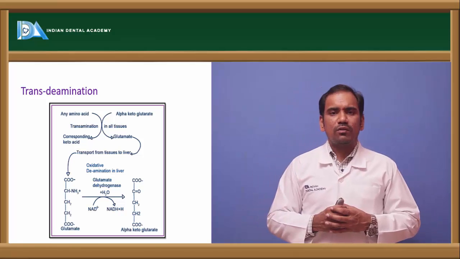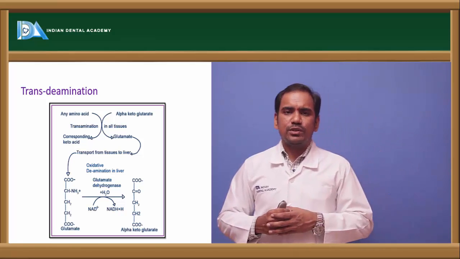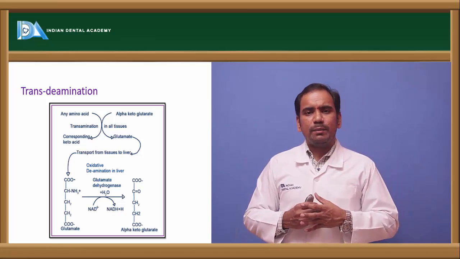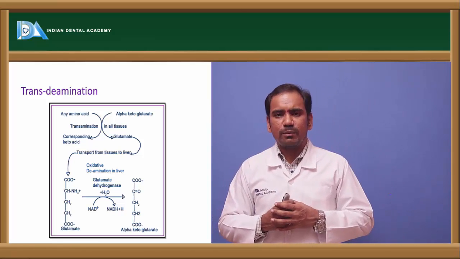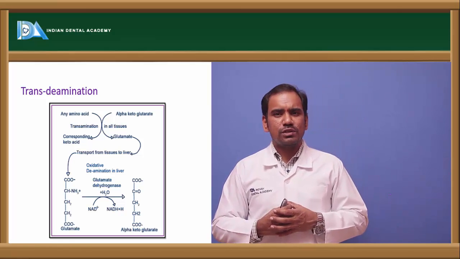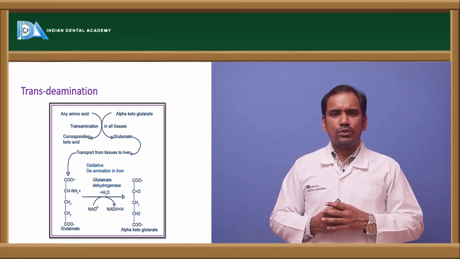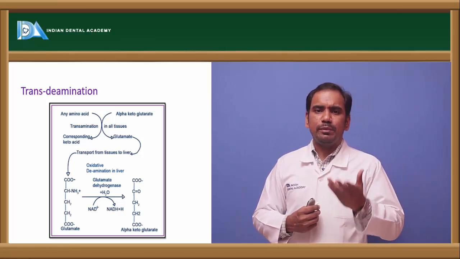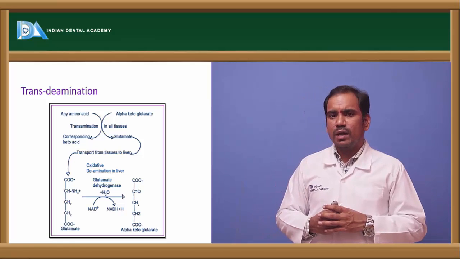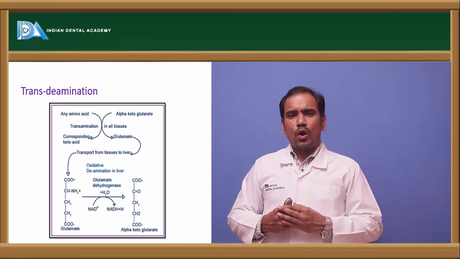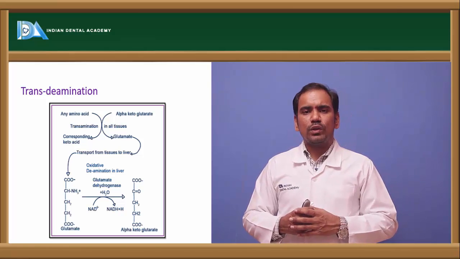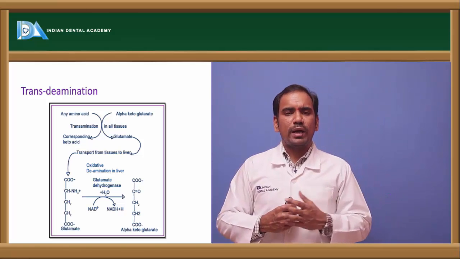Right? So here we require the coenzymes of niacin, that is NAD plus and NADP plus, in this oxidative deamination. There is one enzyme called glutamate dehydrogenase that can use NAD plus or NADP plus as the coenzyme. Any one of them can be used by this enzyme, and that enzyme catalyzes the oxidative deamination of glutamate into alpha ketoglutaric acid with the removal of the amino group.